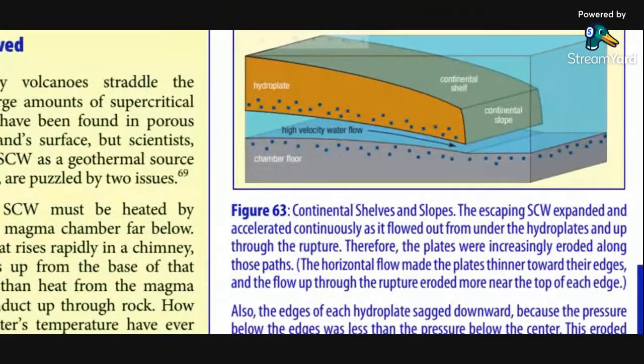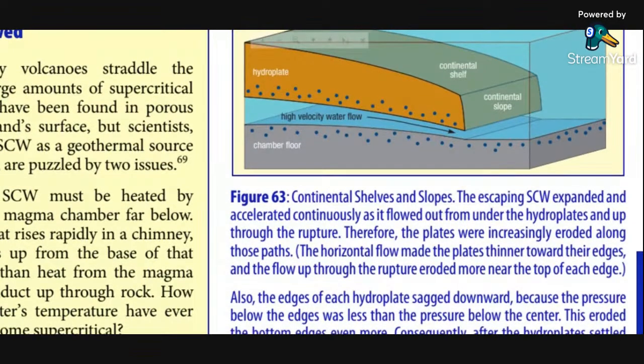The escaping supercritical water expanded and accelerated continuously as it flowed out from under the hydroplates and up through the rupture. Therefore, the plates were increasingly eroded along these paths. The horizontal flow made the plates thinner toward their edges, and the flow up through the rupture eroded more near the top of each edge.